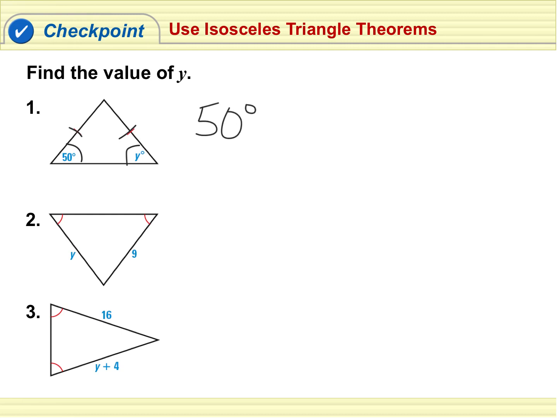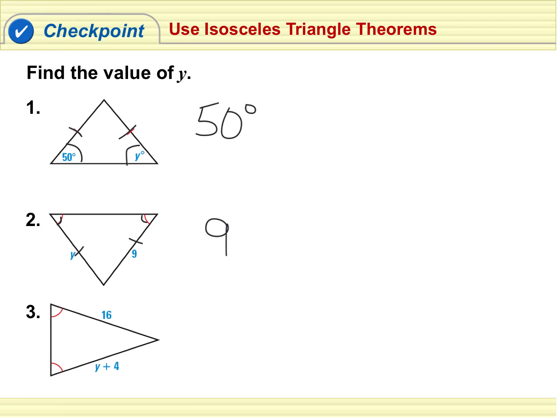Using the converse, what do we know about number 2? The angles are the same. So if the angles are the same, we can assume what? The sides are the same because it's an isosceles triangle. So if one side's 9, what's the other side? 9.